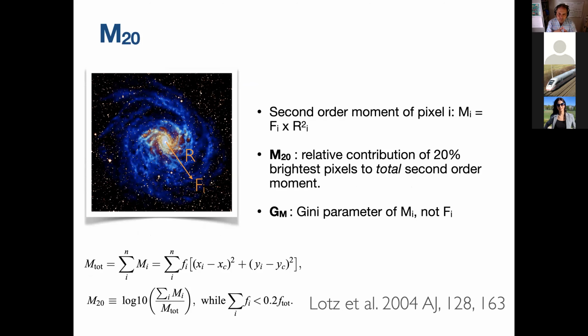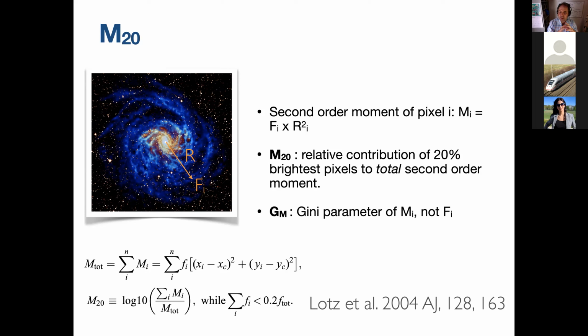So another part of that Gini M20 space is M20. That's the second order moment, so bear with me for a second. If you have a picture like you have on the left here, and you have a center of the galaxy, and a pixel somewhere a certain distance from the center of the galaxy, and it has a certain amount of flux, you take the second order moment. You multiply each pixel's flux by the radius squared, and you sum all that together, and that's the total M20. So that's the total second order moment.